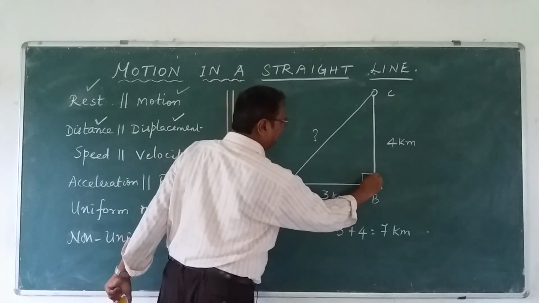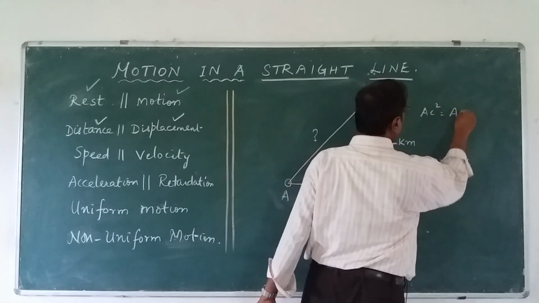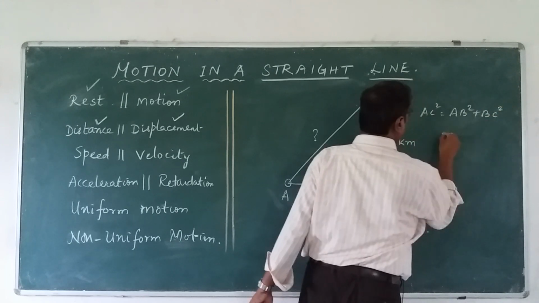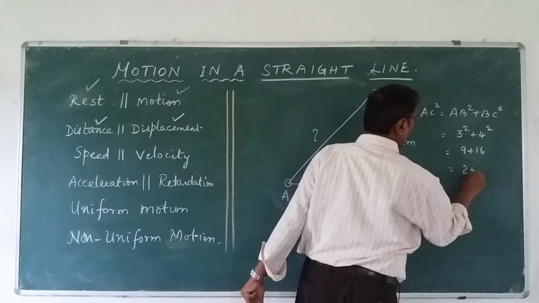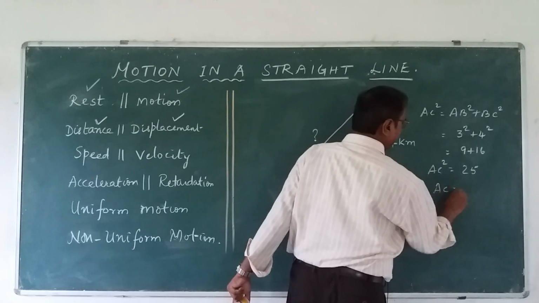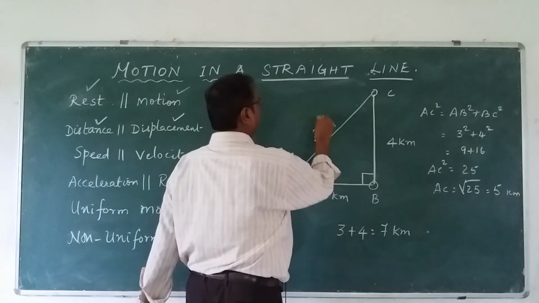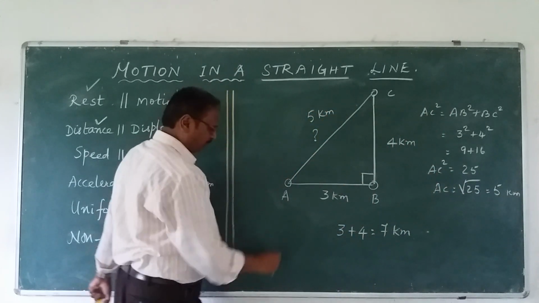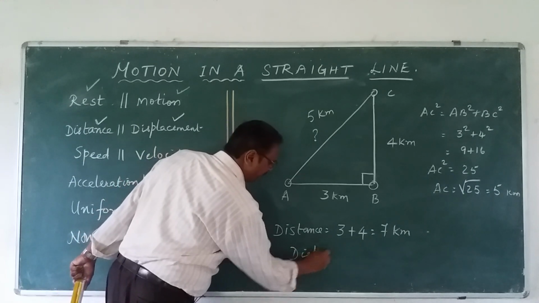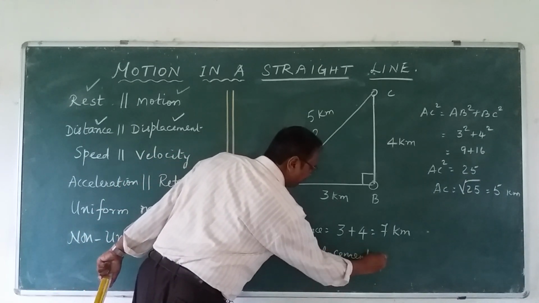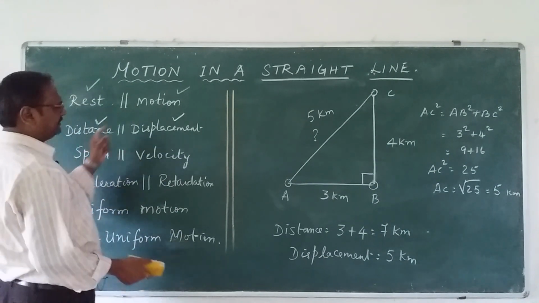And this is the right angled triangle. We can use Pythagoras theorem. According to that, AC square is equal to AB square plus BC square, which is 3 square plus 4 square, which is 9 plus 16, which is 25. AC square is 25 and AC is equal to under root 25, which is 5, and here it is kilometer. So the displacement is 5 kilometer. See, the distance traveled by the body is 7 kilometer, and the displacement, actually the point where it started and where it ended, is 5 kilometer. This is a very simple way of learning distance and displacement.